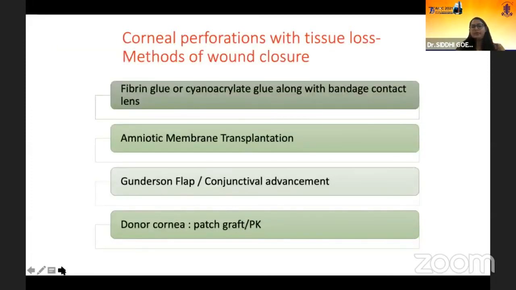Now, for management of corneal perforations with tissue loss, the methods of wound closure can be with the help of fibrin glue or a cyanoacrylate glue. I'll just sum up. Amniotic membrane transplantation, a Gunderson flap, or a donor cornea can also be used.